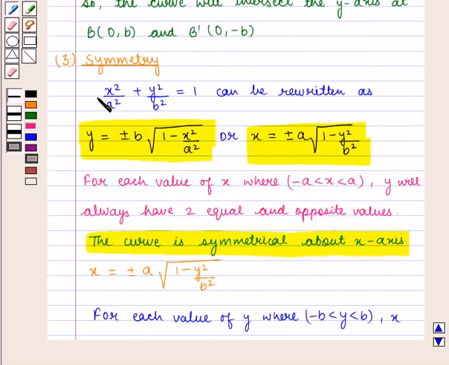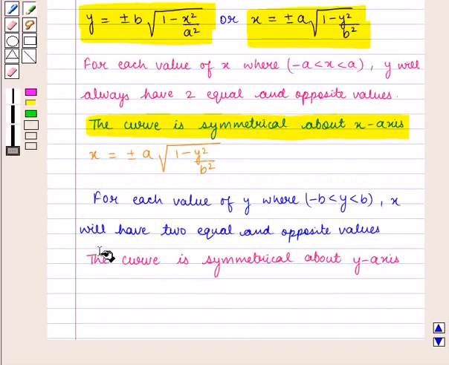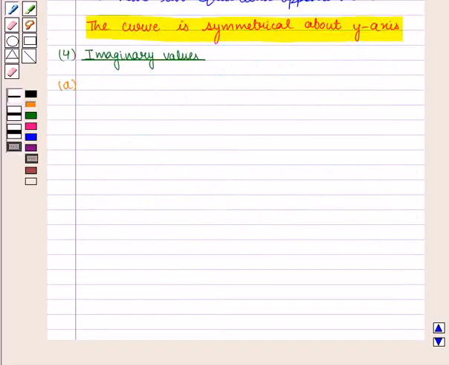Also, if we change the value of x into minus x in the equation x square by a square plus y square by b square is equal to 1, it remains unchanged. So we can conclude that the curve is symmetrical about y-axis. Now we'll find out imaginary values for both x and y.